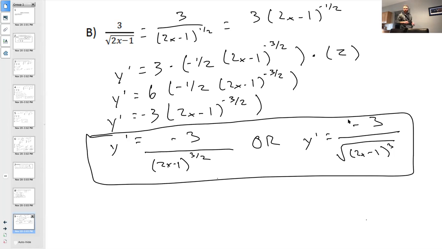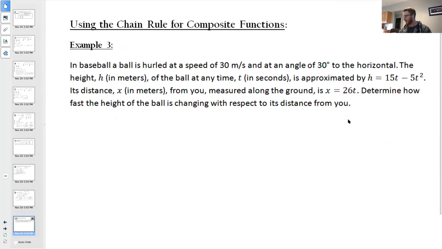Okay, so for this next question here, we're going to do an application using the chain rule, okay? So we can actually use the chain rule for real life purposes. So our example here, we have a baseball that is being hurled at a speed of 30 meters per second at an angle of 30 degrees to the horizontal. So this is like kinematics in physics 20, right? So it's gonna look something like this. Goes at 30 meters per second at 30 degrees to the horizontal.